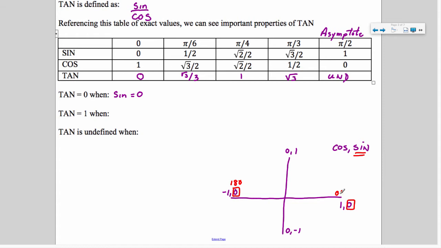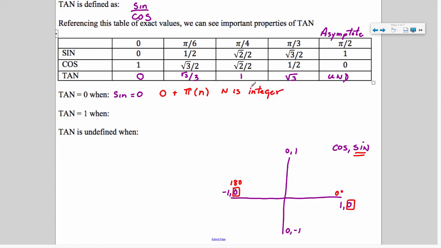We can say that tangent will be 0 at 0 degrees plus pi (180) times some n, any integer. Negative or positive, it's going to work, right? So let's just write n is an integer.